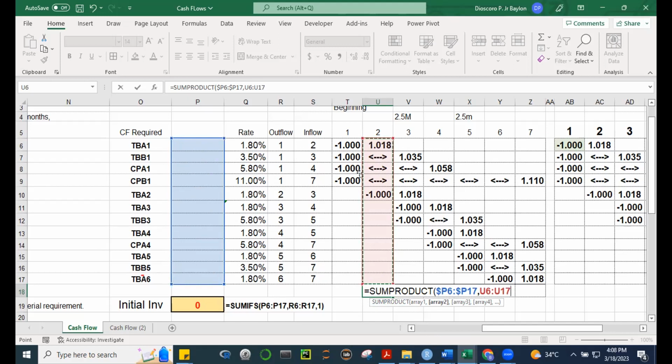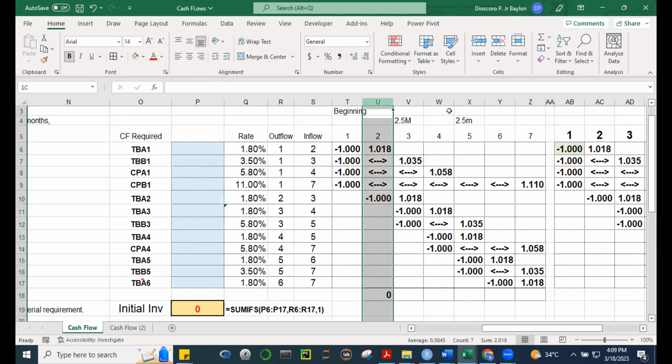Of course, these are text, so it will be 0. Okay, if you multiply this text with a number, it will be nothing. So this is just the same as 1.018 times this one, which is TBA1, minus this minus 1 times TBA2, which is our constraint for month 2. All right, so that's the sum product. Control Enter. All right. And okay. And I copy this to the right.